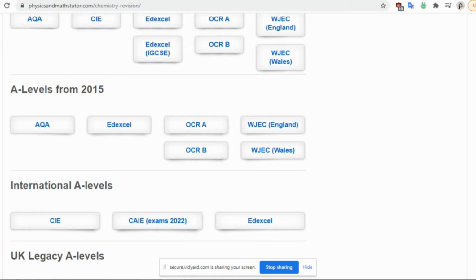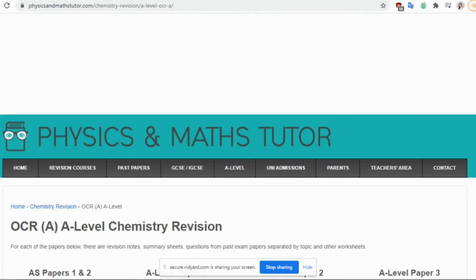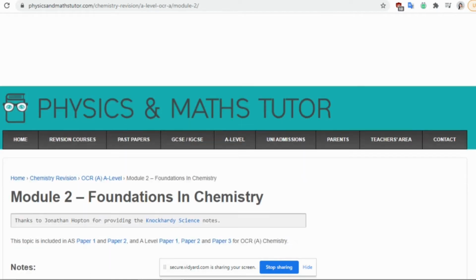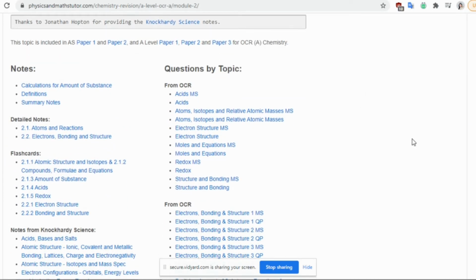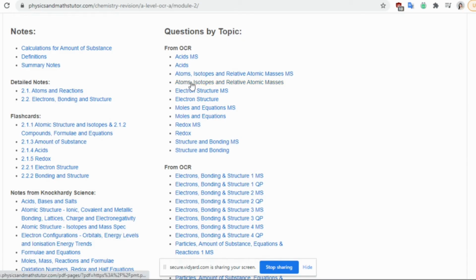Next we scroll down and we select our exam board, which is OCR A for us. And we select a module. So if you're just starting AS Chemistry, then what you want is Module 2, Foundations in Chemistry. Here you can see we've got questions arranged by topic, which is really handy.